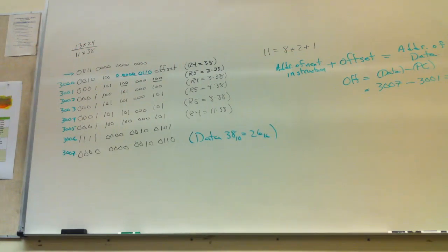thank you. I have a question. Yeah. So then how do we know what's in 3007? Is it just our data? Like how do we figure that after we do the haul?